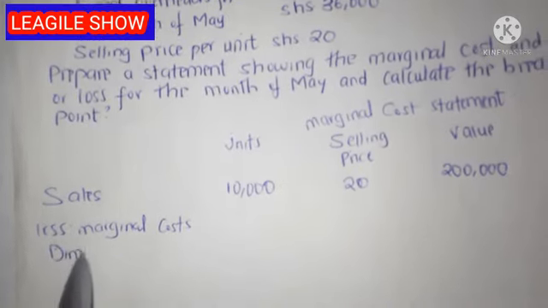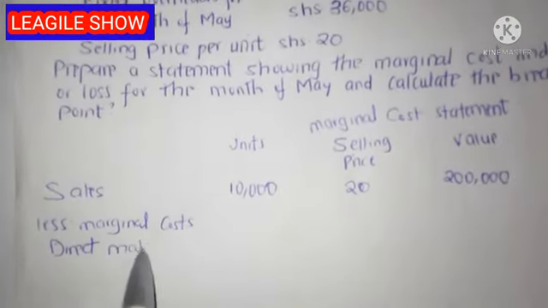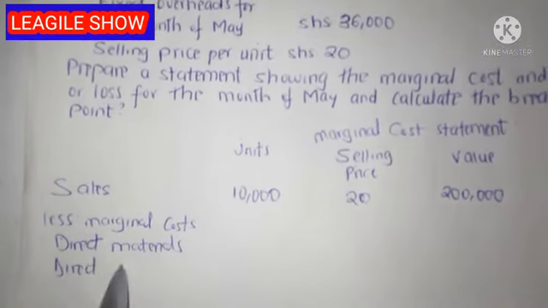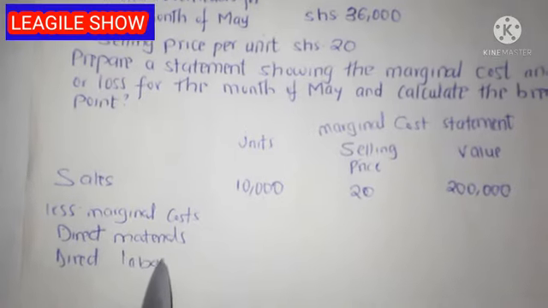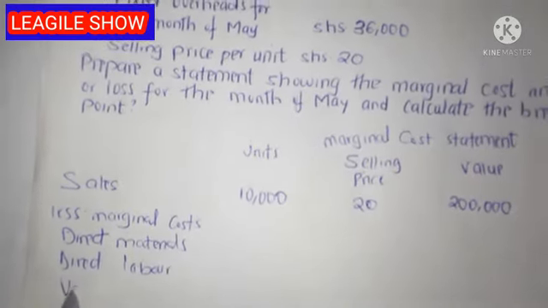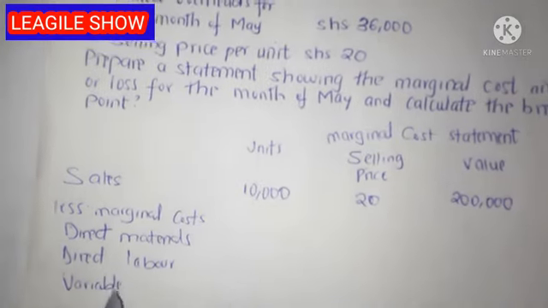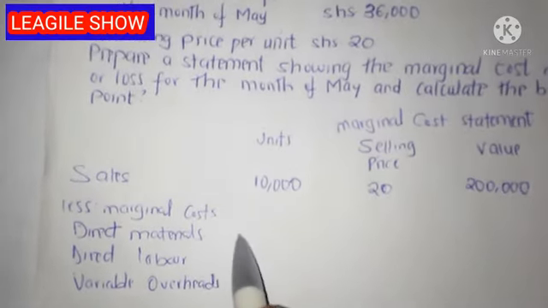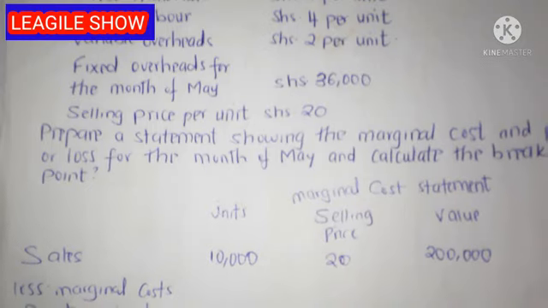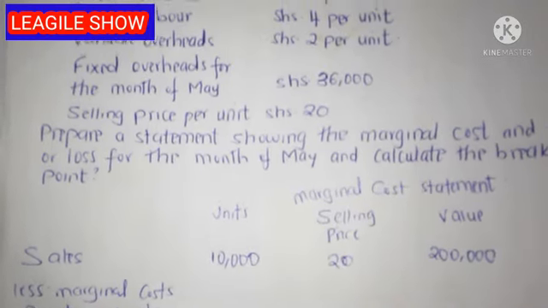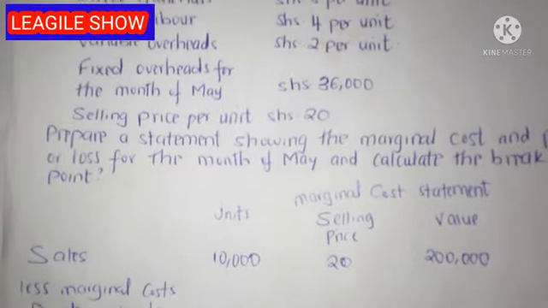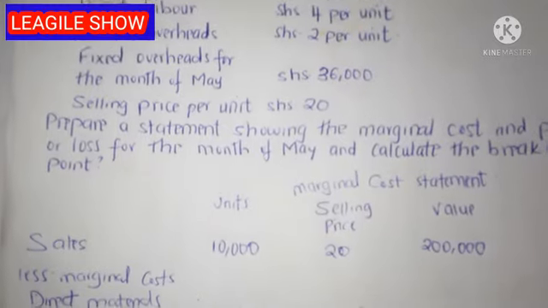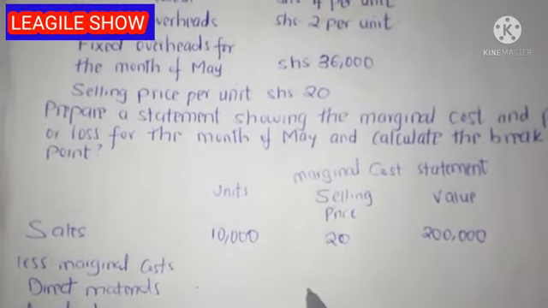So you have direct materials, you have direct labor, we also have variable overheads. So remember, direct materials in our question was given by the charges there was actually 8 shillings per unit. So multiplied by 10,000, which was the total number of units there, we have it as 80,000.